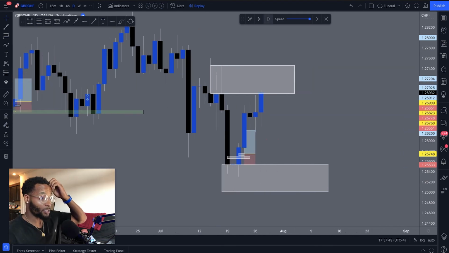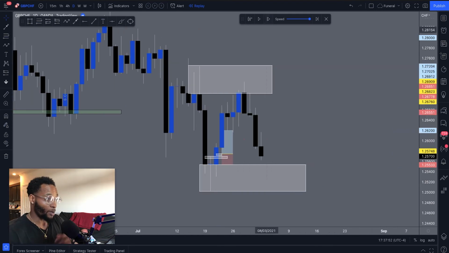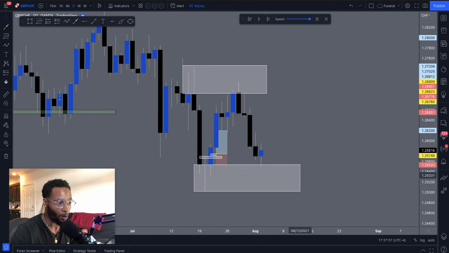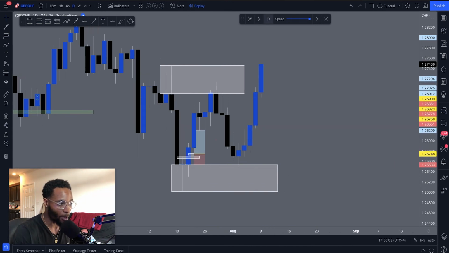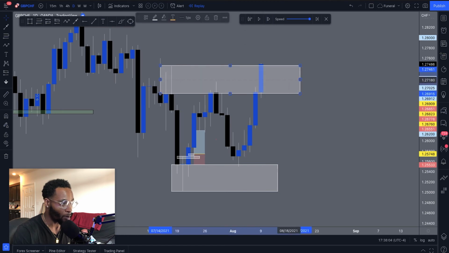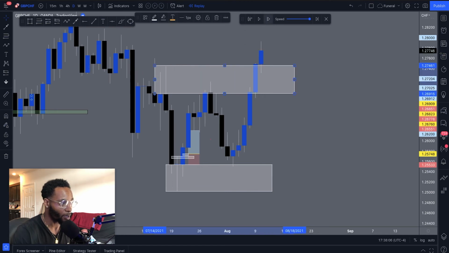The market's just ranging. Okay, we can tighten it up. We can see that we are really playing in between this area here, so I thought we were going to get the break below. All right, we're starting to get the break above. Now remember, we're breaking above this whole area. Oh yeah, we got it.